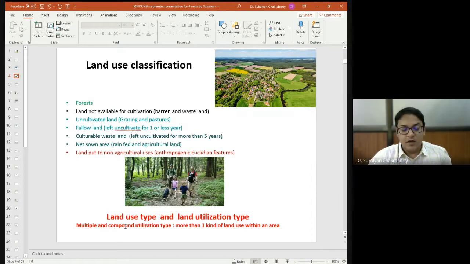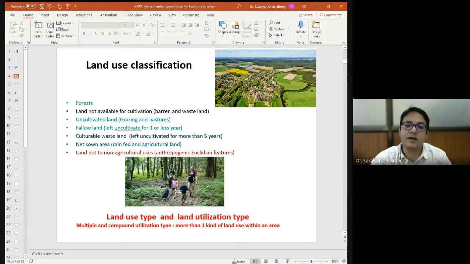Now, another thing that you need to know when we talk about land is its land use classifications. Okay, so I know what the components of the land are. The next thing is, what are the different types of land use classification? Like, what are the different land uses, land use patterns going on? There are various land use patterns. Like here you can see forests. Of course, a lot of vegetation would be there. Land not available for cultivation. Here I am talking about the barren and wasteland, which has lost all its productivity and you cannot grow crops or plants over there. So land not available for cultivation.